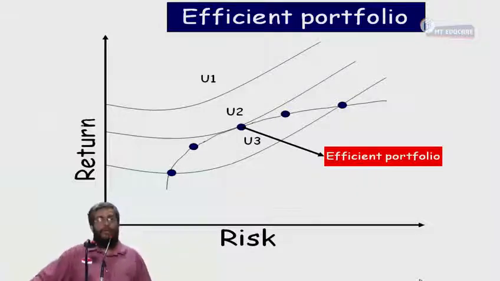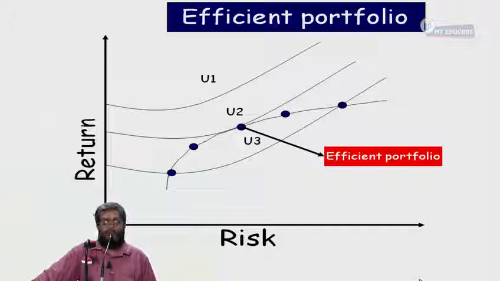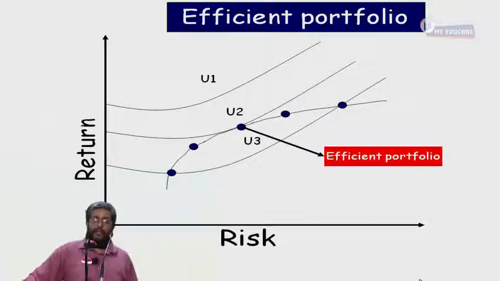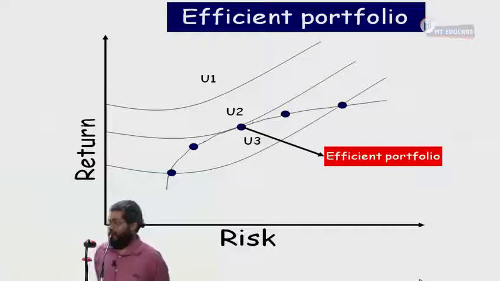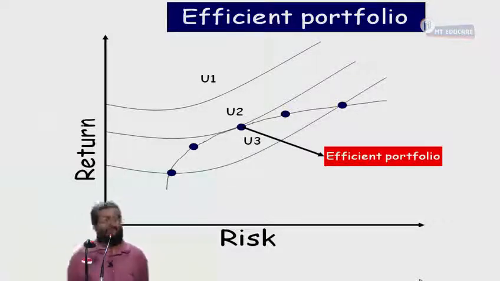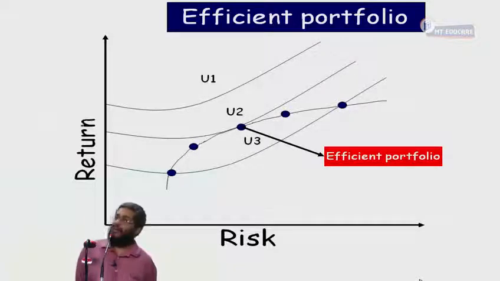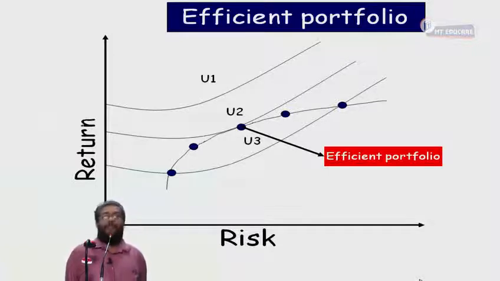Point number 2. Utility curve represents investors' preferences, while efficiency frontier represents the best available portfolios in the market. Everybody, are you all following or not? Next. Point number 2 or 3? 3.